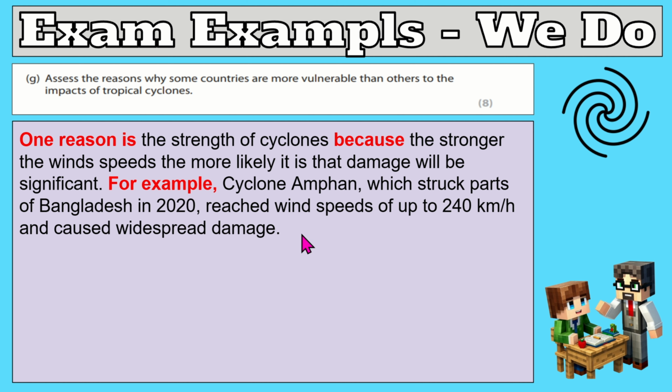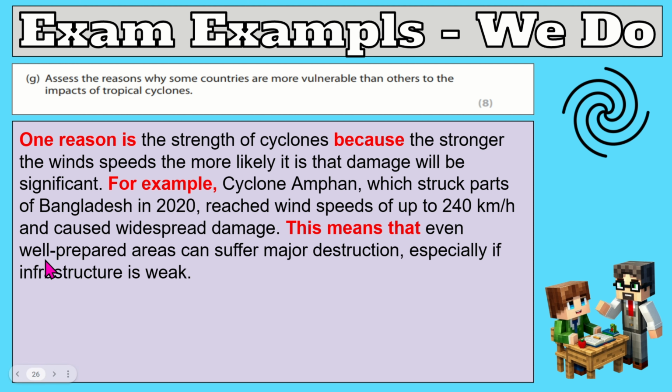Okay, let's continue. This means that even well-prepared areas can suffer major destruction, especially if infrastructure is weak. So I'm saying, look, you can be as ready as you want for a cyclone and a hurricane, but sometimes, you know, in America we call it an act of God. Yep, that's what they say in their insurance stuff. 240 miles an hour is an act of God. There's not much humans can do to stop that, okay, even if you are prepared, especially if there's weak infrastructure.